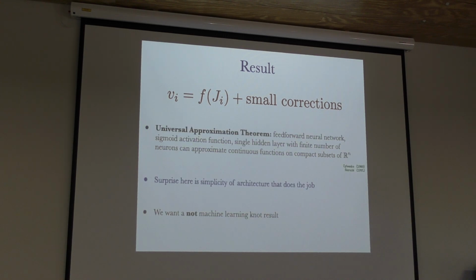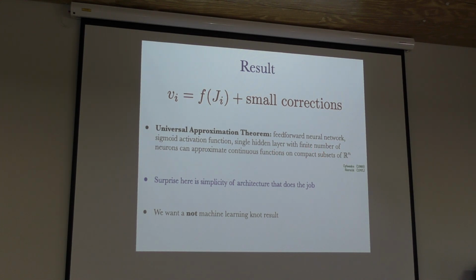Okay, so there's a theorem by Cybenko and Hornik called the universal approximation theorem. It says that a feed-forward neural network with a sigmoid activation function in a single layer with a finite number of neurons can approximate any continuous function on a compact subset of R^n. So this theorem says there's a finite number, but it could be a very, very large number.